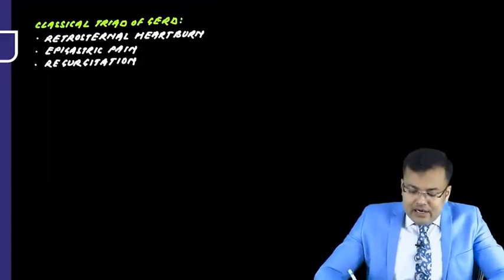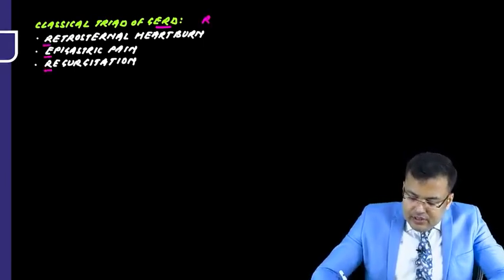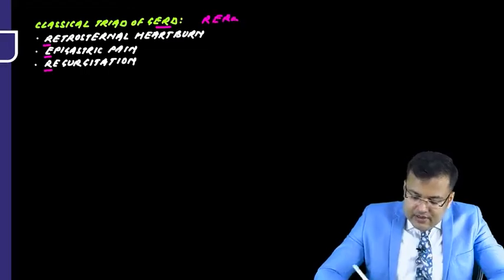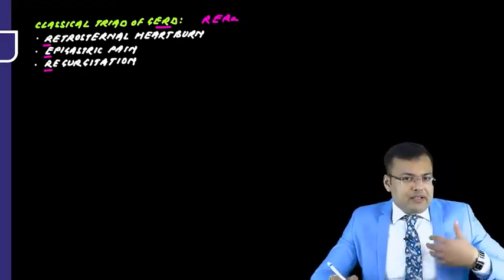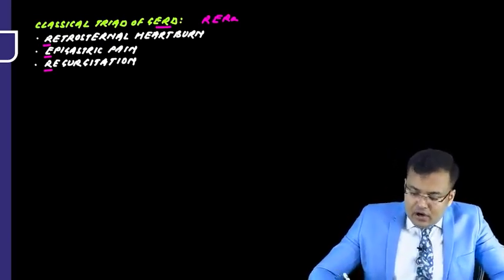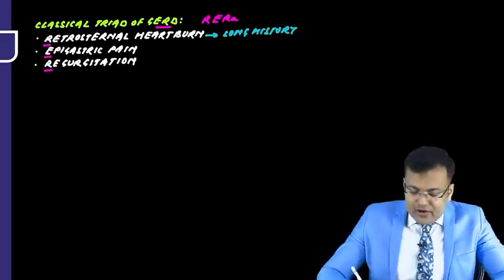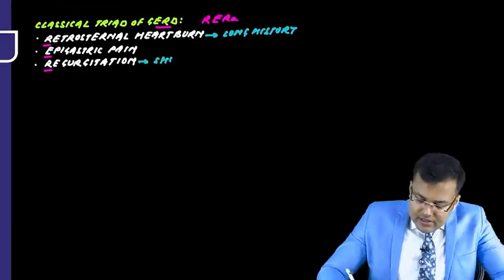What is the classical triad of gastroesophageal reflux disease? How to remember? The mnemonic is RARA. Clear? Retrosternal heartburn, epigastric pain, and regurgitation. These patients typically give a long history of retrosternal heartburn, and generally there is a short history of regurgitation.